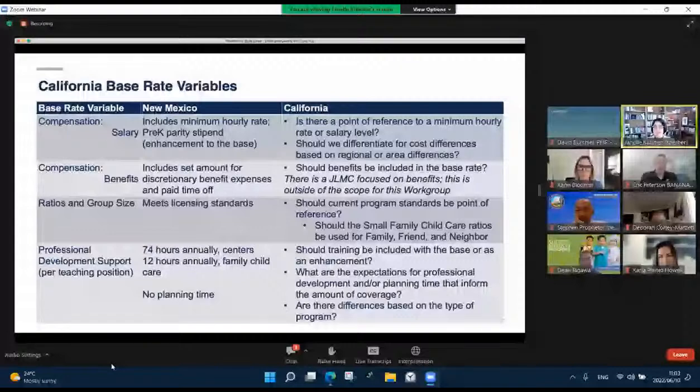The hours that are referenced there for New Mexico, and this exists in California too, having built other cost models throughout areas of the state, there are hours that are required training in licensing. So that is what is in their base. And that is something that we would recommend is in your base because it is about meeting licensing. The question then becomes more about having additional hours beyond those required in licensing or other supports like coaching, planning time, whether those are in the base.